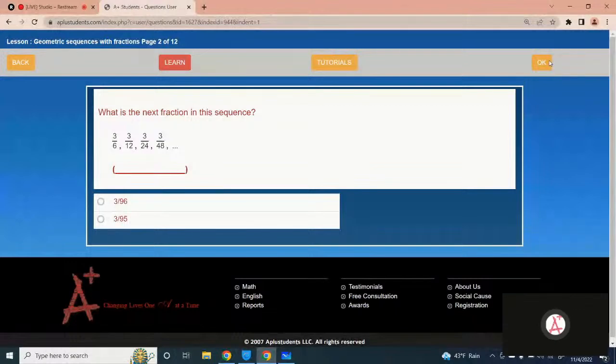3 by 6, 3 by 12, 3 by 24, 3 by 48. The answer for the next fraction is, yes, it is 3 over 96. Got it?